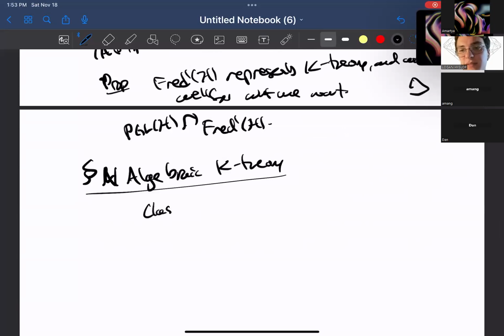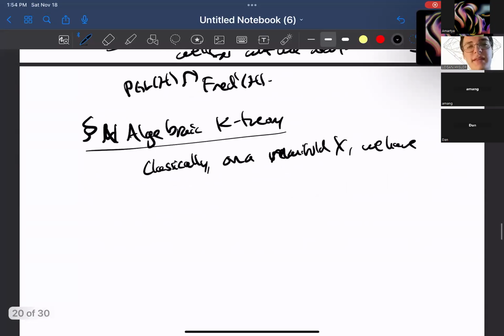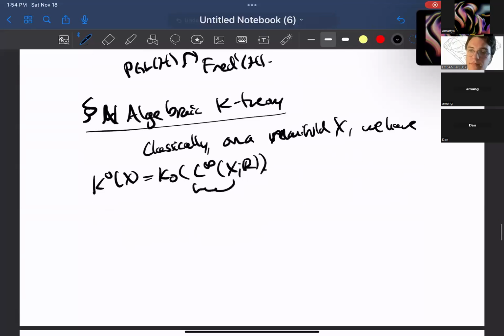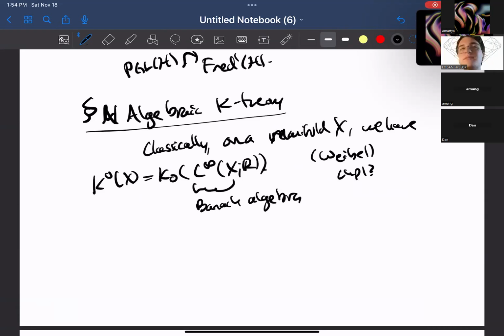So classically, on a manifold X, we have that K0 of X is going to be isomorphic to the algebraic K-theory of the infinity functions on X, this sort of Banach algebra. This is discussed, for instance, in Weibel. I don't remember what chapter. It's probably chapter 1, maybe chapter 2, something like this.